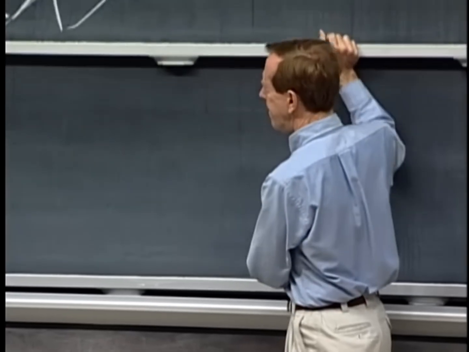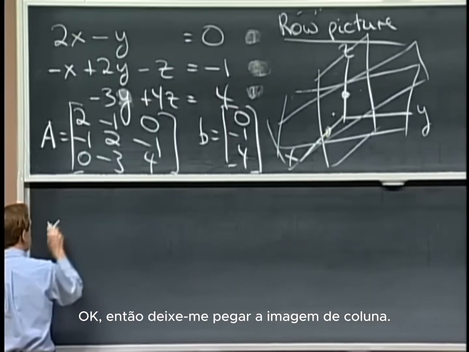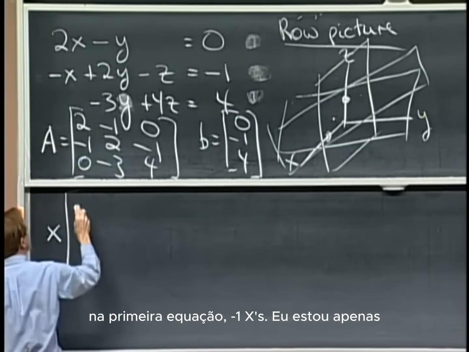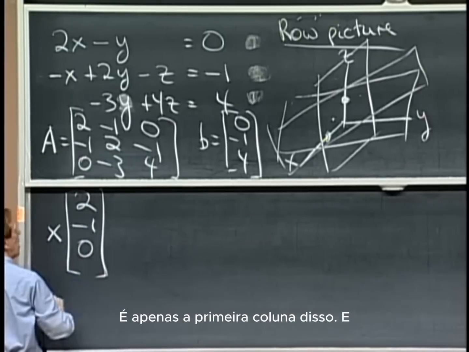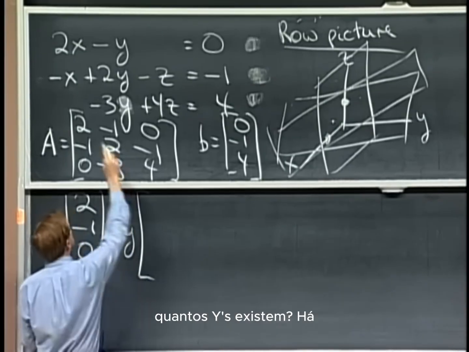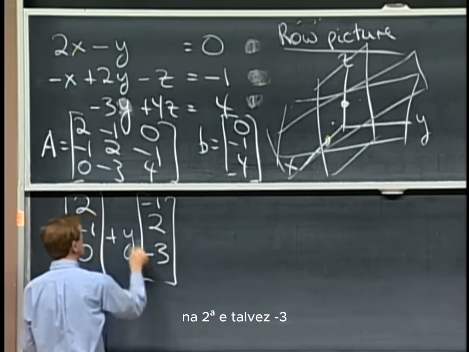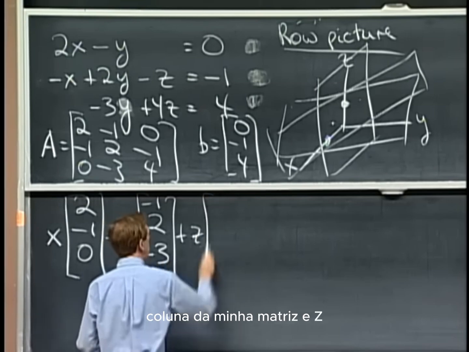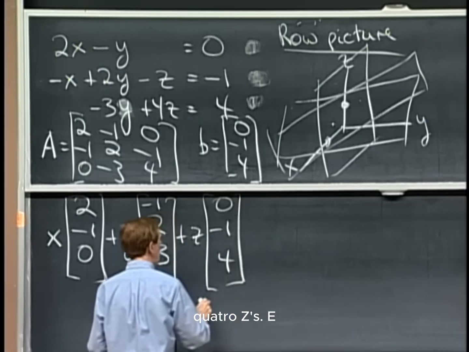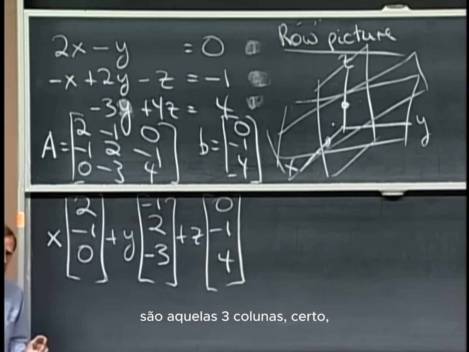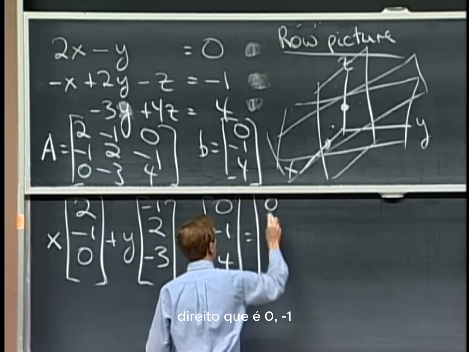Now, you can tell I prefer the column picture. Okay, so let me take the column picture. That's x times, so there were 2 x's in the first equation, minus 1 x's, and no x's in the third. It's just the first column of that. And how many y's are there? There's minus 1 in the first equation, 2 in the second, and maybe minus 3 in the third. Just the second column of my matrix. And z times no z's, minus 1 z's, and 4 z's. And it's those 3 columns, right, that I have to combine to produce the right-hand side, which is 0, minus 1, 4.